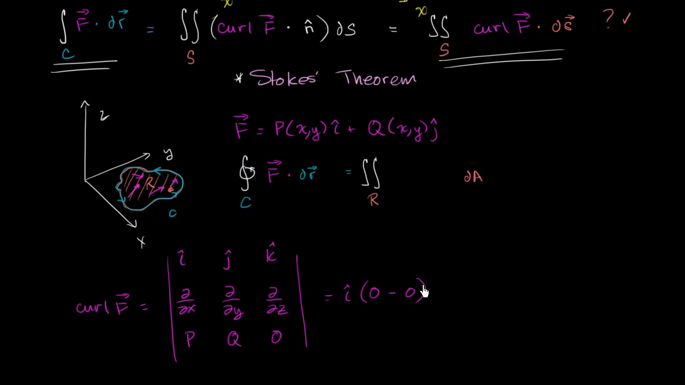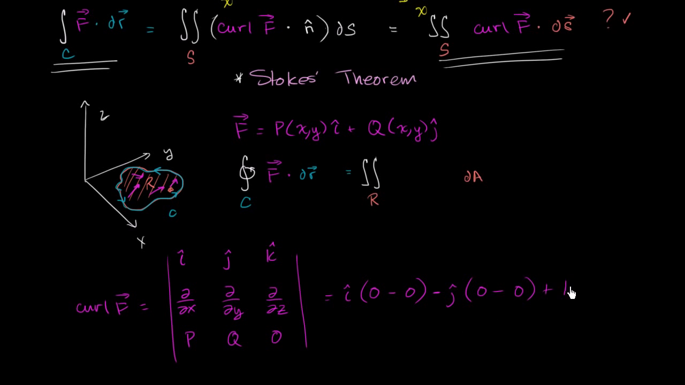So we have a 0 i component, and then we want to subtract the j component. And then the j component, partial of 0 with respect to x is 0. And then from that, you're going to subtract the partial of p with respect to z. Well, once again, p is not a function of z at all. So that's going to be 0 again.